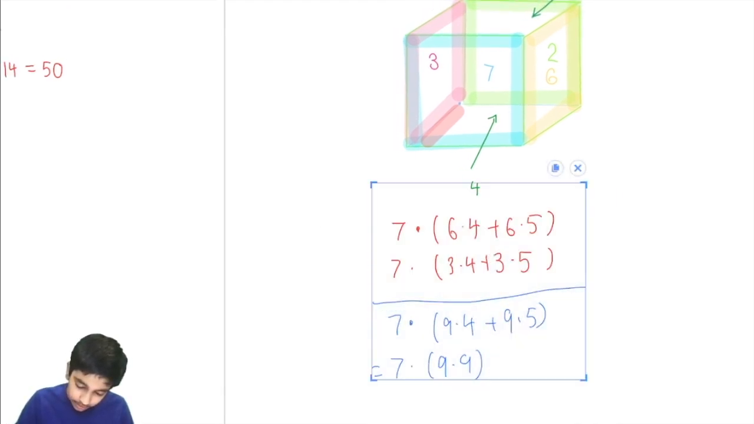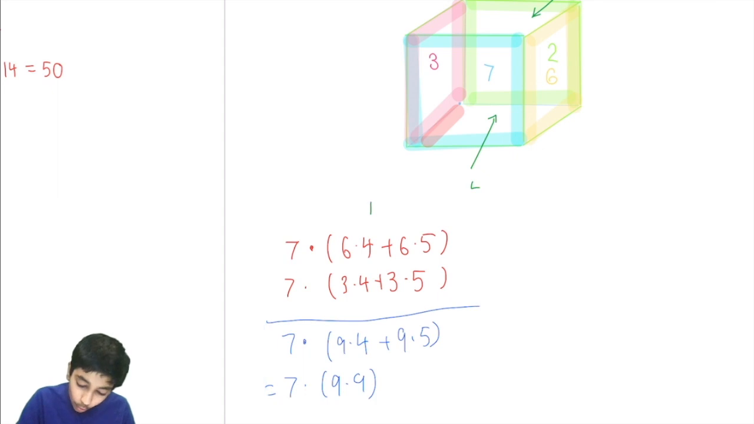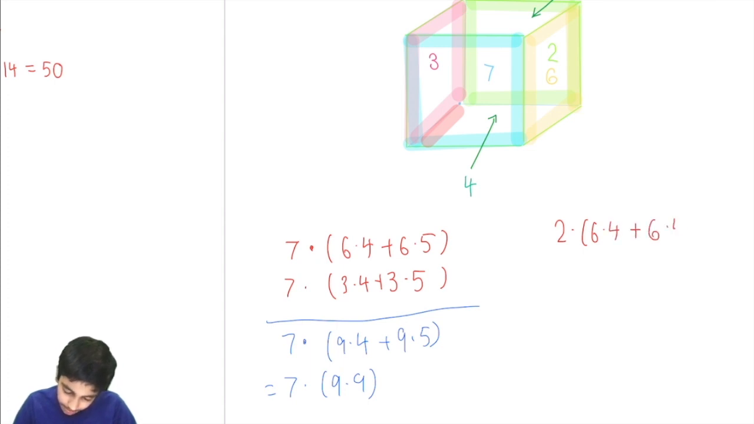What about the ones that do not include 7? The only products that won't include a 7 are the ones that include a 2. So you can see that for all the products with 7, there are also going to be the same products for 2. So we also have 2 times 6 times 4, plus 2 times 6 times 5, plus 2 times 3 times 4, plus 2 times 3 times 5.